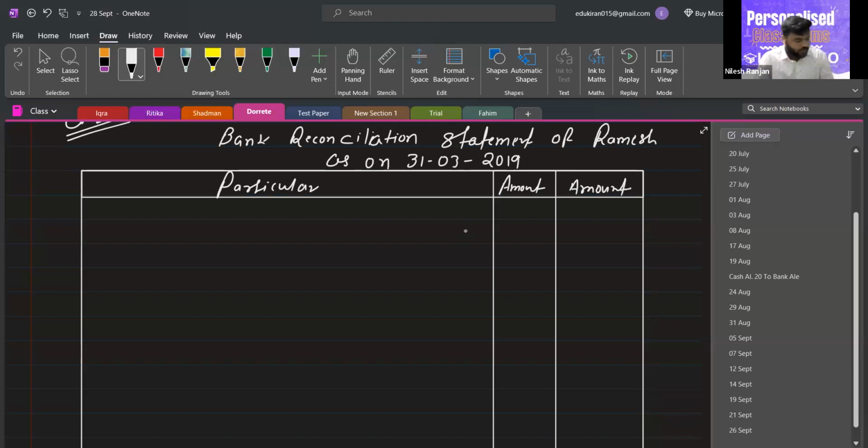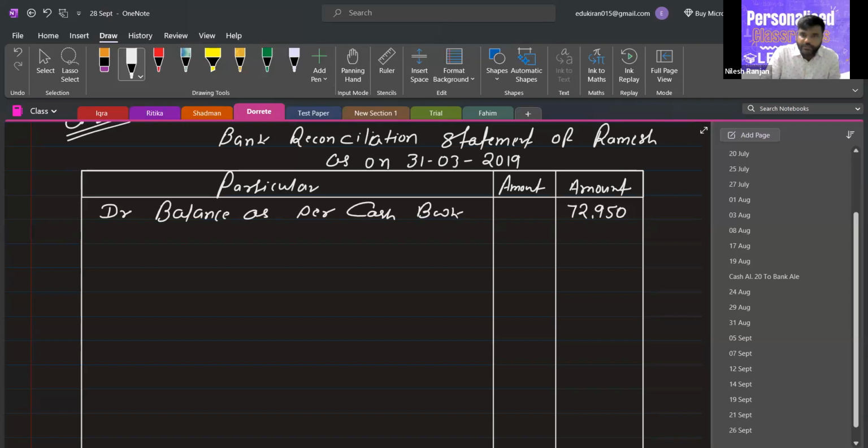Now, first of all, in this question, it is said that Ramesh has his account at Punjab National Bank. So he has one account in Punjab National Bank, Delhi. According to his cash book, his bank balance on 31st March 2019 was 72,950. So the balance as per cash book is given. Debit balance as per cash book, 72,950.